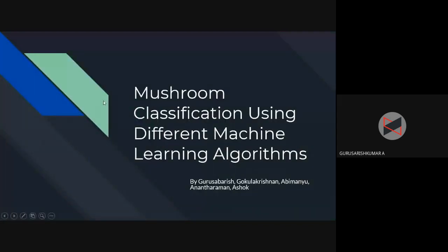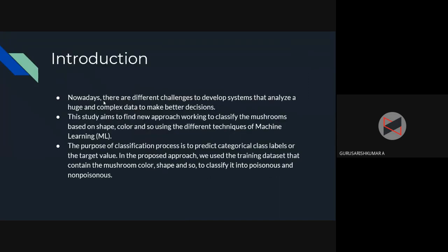I'm Guru Suresh. I'm presenting a paper on mushroom classification using different machine learning algorithms. Nowadays, there are different challenges in developing a system that analyzes huge and complex data to make better decisions. This study aims to find a new approach to classify mushrooms based on mushroom shape, colors and some other data.